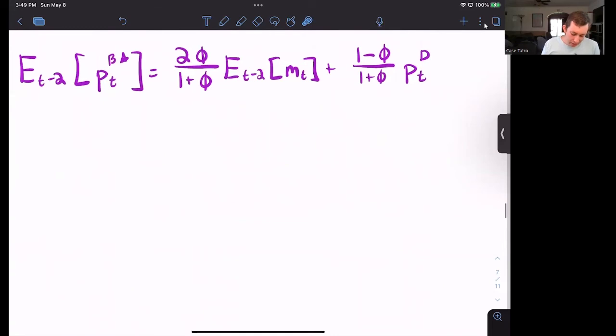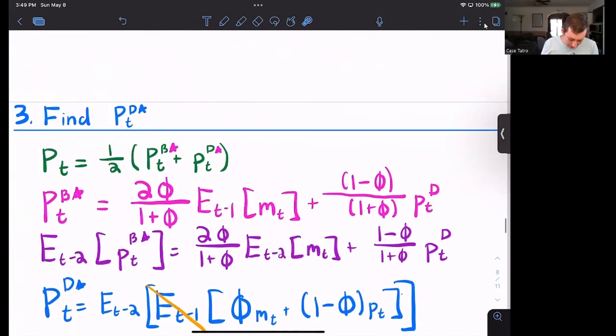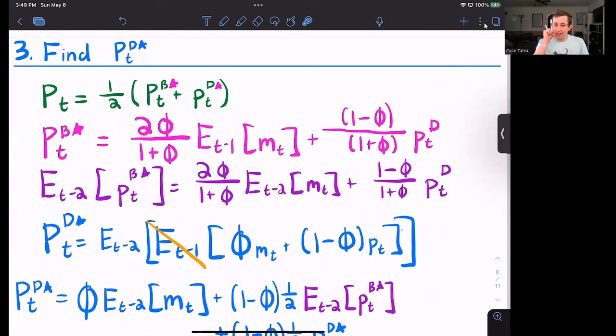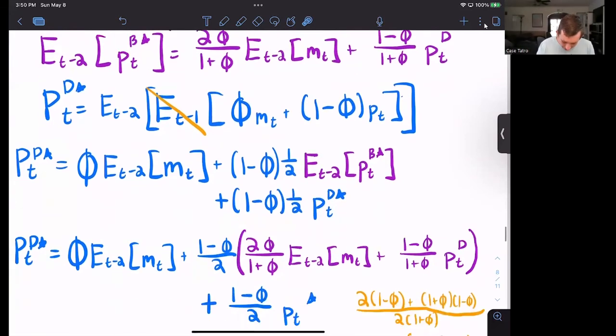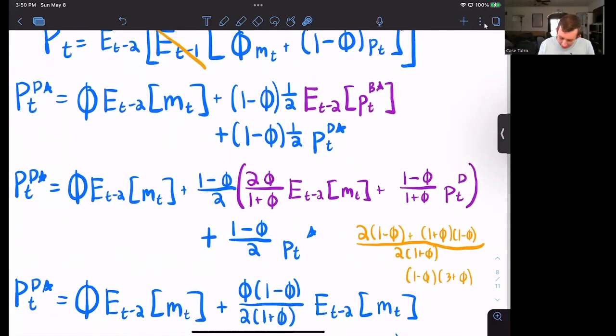Why did I take the expectation 2 periods ago of Bill's price today? Because that's going to appear in Dave's optimal price. So Dave's optimal price is going to be the expected value 2 periods ago of the money supply and the price level today. So I'm once again going to put in the fact that P_t is the average of Dave's price and Bill's price. I've just plugged that in right here already, substituted it in and multiplied by that 1 minus theta and the 1/2. So now I can just expand that a little bit. And here is the expected value 2 periods ago of Bill's optimal price today.